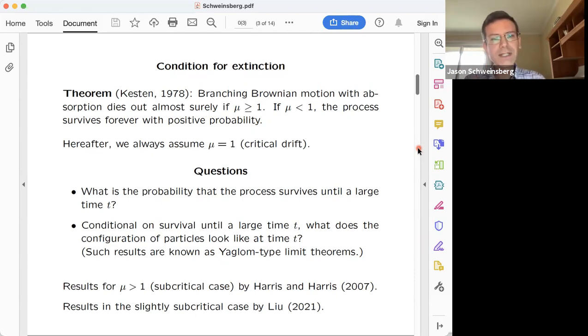Now, although we will only consider mu equal to 1 in this talk, I want to mention that John Harris and Simon Harris obtained some results in this direction for the subcritical case in 2007, and my graduate student Jiaqi Liu has some new results for the case where the drift is just slightly subcritical.